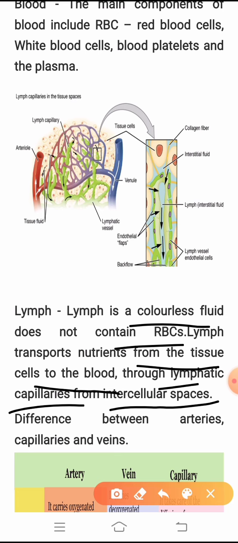Okay, and this lymph gets joined to the large lymph vessels, and it finally opens into the large veins, and through the veins it is further carried on. Okay, this lymph also carries the digested and absorbed fat from the intestine. And it transports the excess fluid from extracellular spaces back into the blood.